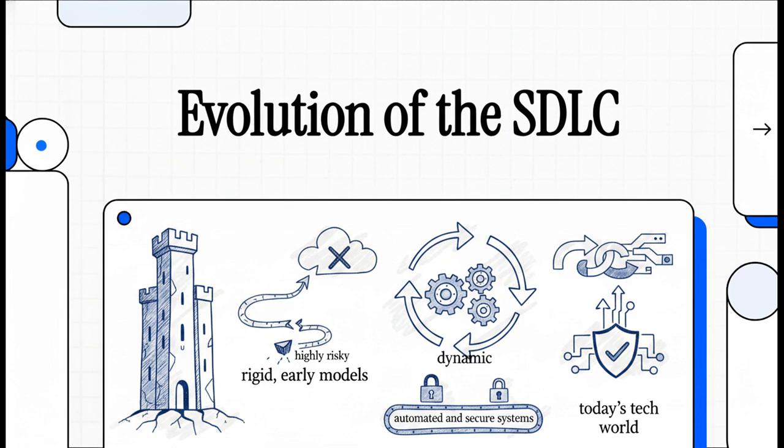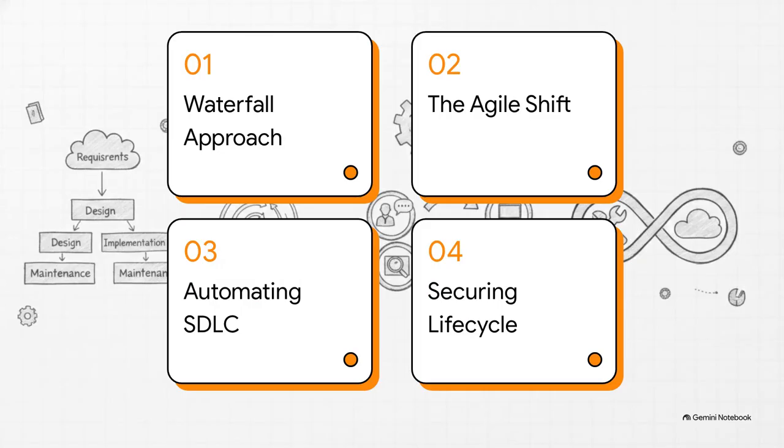We're going to dive into how the software engineering industry finally shifted away from those rigid, highly risky early models and moved toward the dynamic, automated, and secure systems that are running today's tech world. To do this, we're going to track this whole evolution chronologically. We'll hit the traditional waterfall approach, look at the agile and iterative shift, see how we started automating with CASE tools, and finally wrap up by securing the system lifecycle.